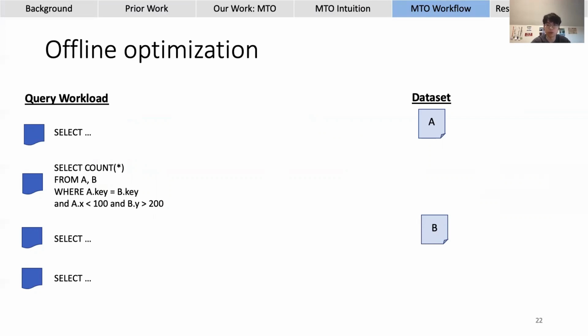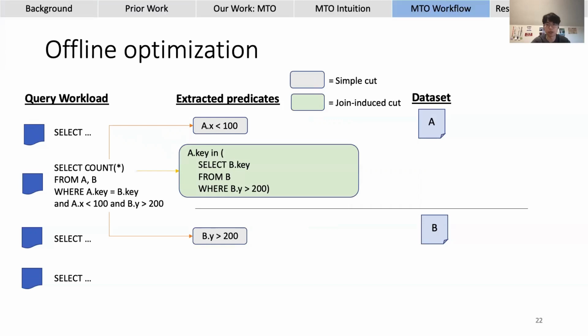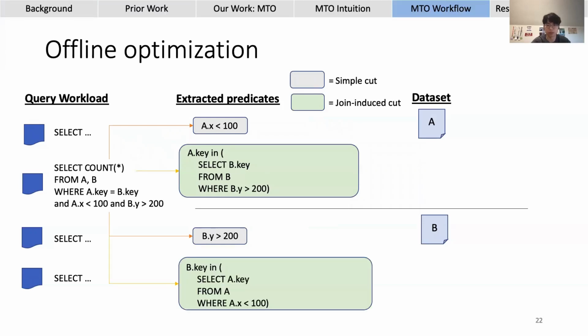So there are 2 obvious predicates in this query. The first is A.x less than 100, which affects table A. And then there's B.y greater than 200, which affects table B. However, we can use our intuition about sideways information passing to artificially induce 2 extra predicates. So first, we can use the predicate B.y greater than 200 to induce a predicate over the key column of table A. And we can do something similar for table B.